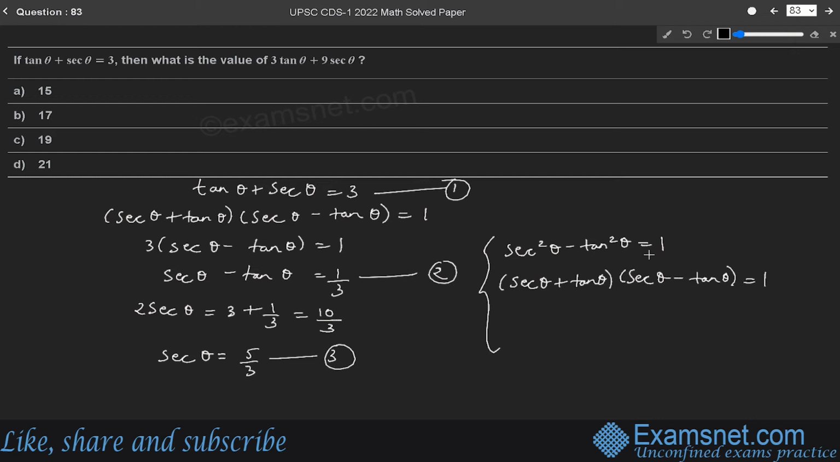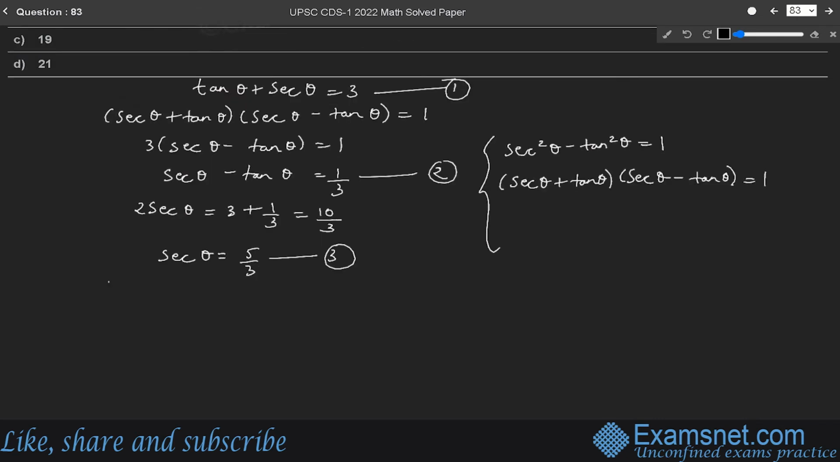Now on putting the value of sec theta in equation number 1, we get tan theta plus 5 by 3 is equal to 3. Therefore tan theta will be equal to 3 minus 5 by 3. So tan theta is equal to 4 by 3. Let this be equation number 4. Now in this way we got the value for tan theta.